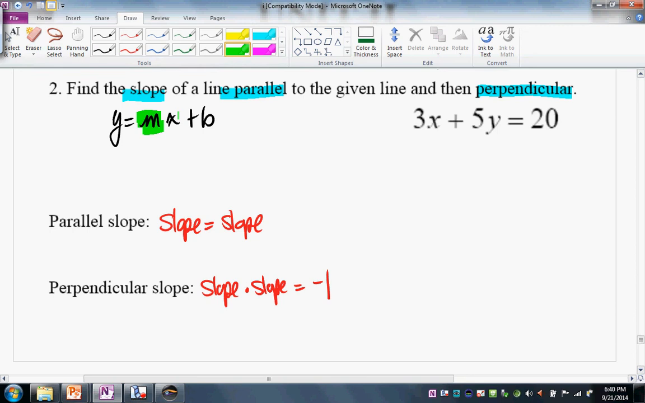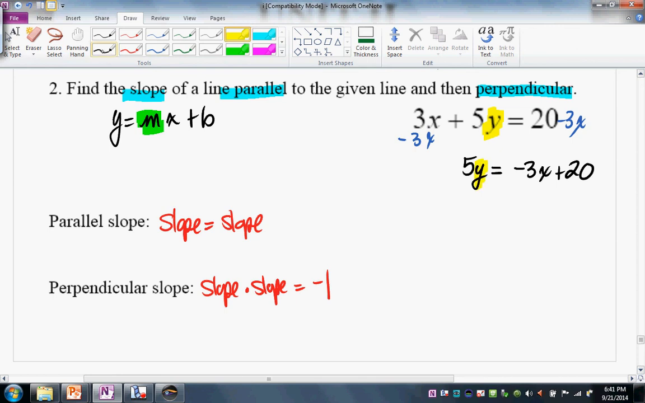Problem is, right here, we don't have y by itself. So first off, we have to isolate the y. So let's do that. Remember, y has an attitude, so who leaves first? Not the date, the other couple. So we're going to minus 3x, minus 3x. We have y plus its date, and then we have -3x plus 20 on the other side.